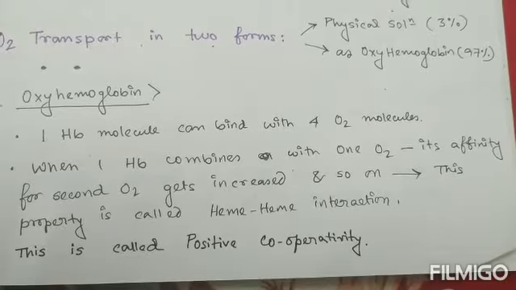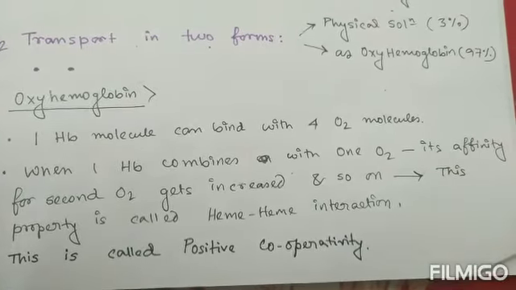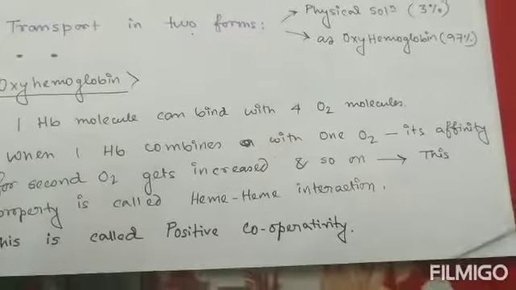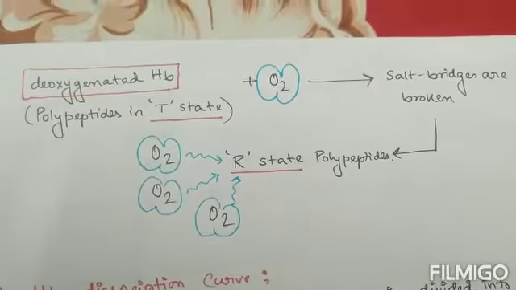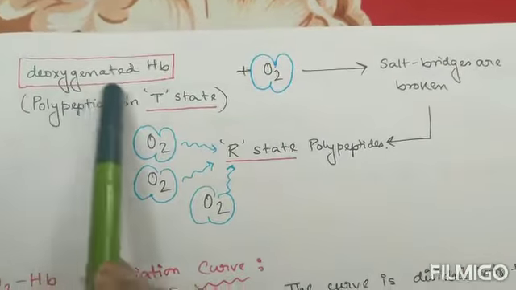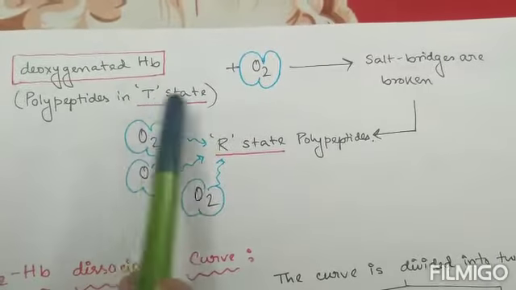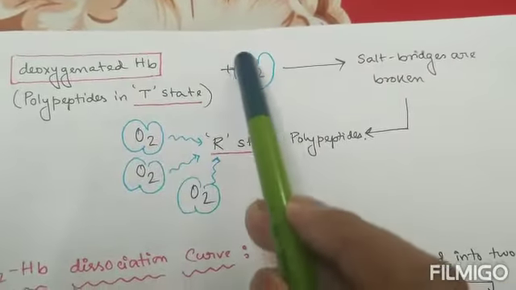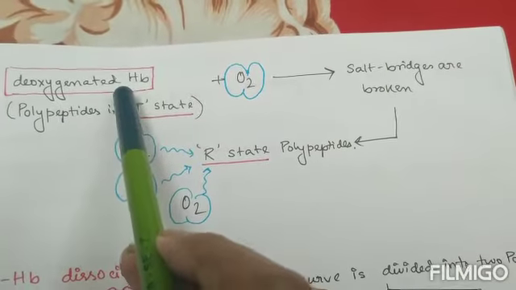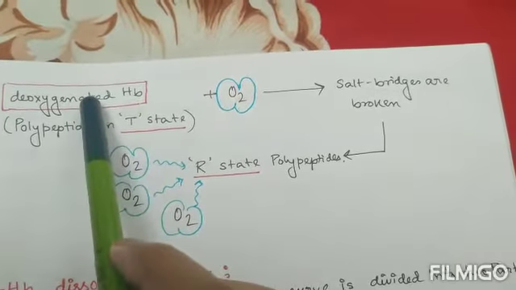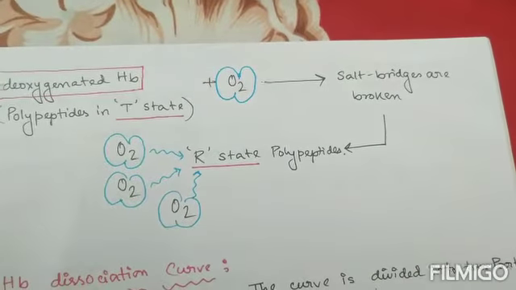And this property is called heme-heme interaction, or in another word, positive cooperativity. And I have shown this in a very simple diagram. Suppose this is a deoxygenated hemoglobin, which is called T state or tense state. The polypeptides are in T state, and when one oxygen molecule binds with these T state polypeptides or hemoglobin, the salt bridges are broken in the polypeptides.